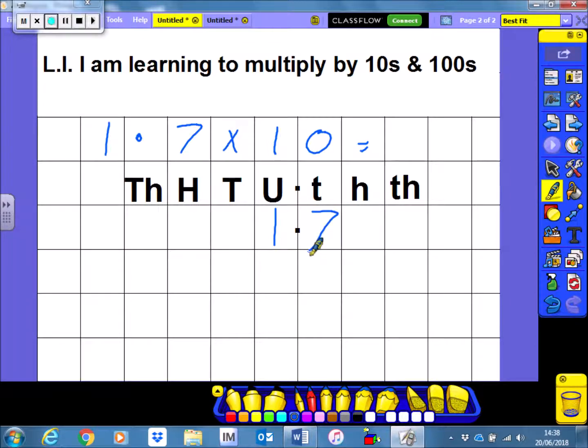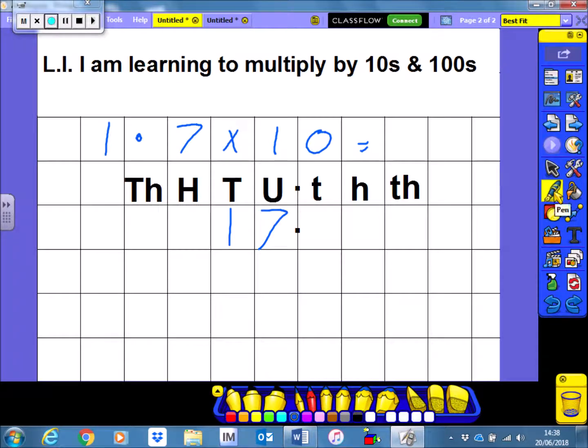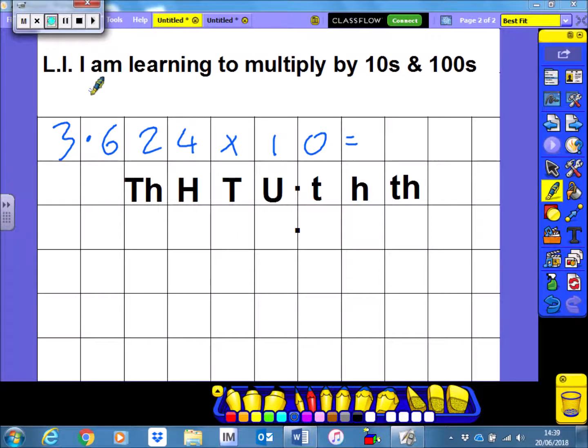Similar rule here, 1.7 times 10. Can't just add a 0 on the end, that's not going to make any sense. It would just be the same number. So instead, everything moves up one place. So the unit becomes a 10, the tenths becomes a unit, and so we get 17 in this case. And this will work no matter what the number.